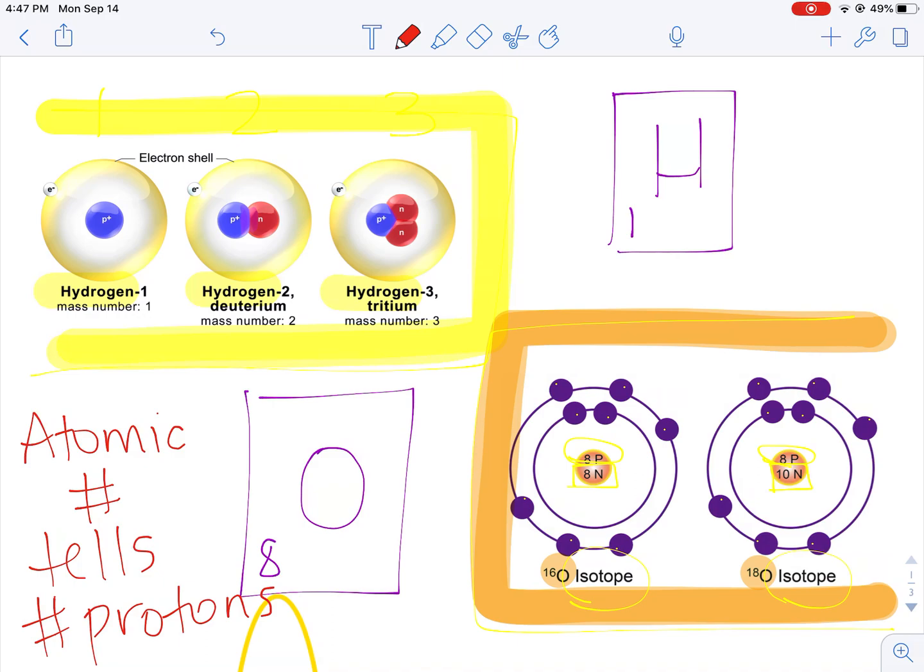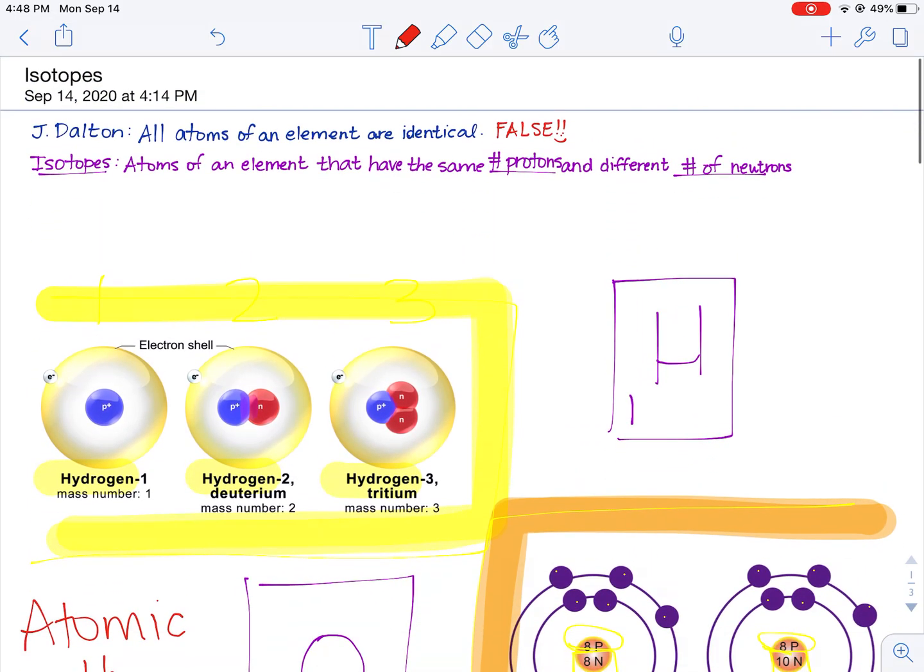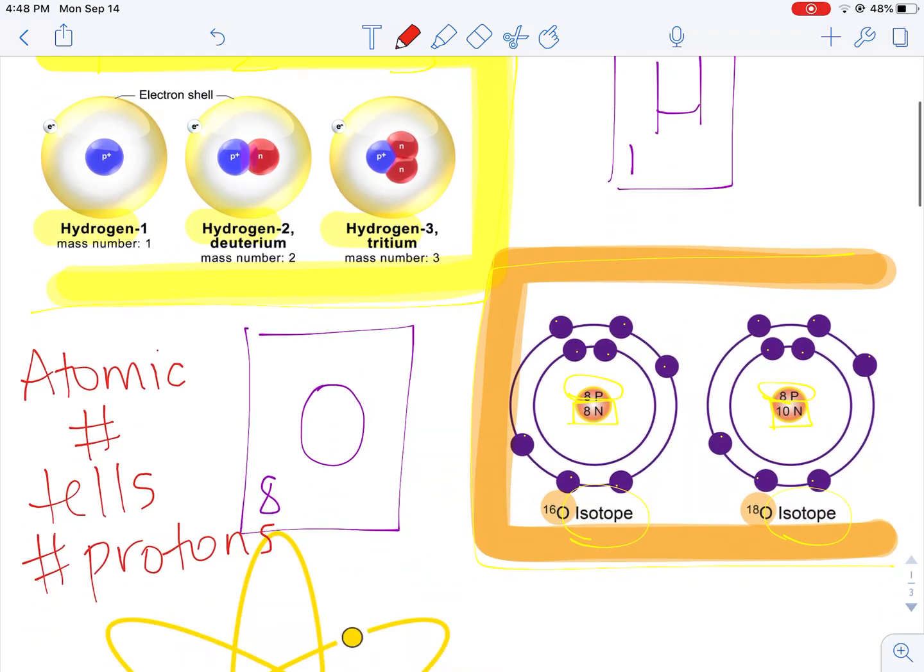So looking at our two visuals, the element hydrogen is atomic number 1. It has 1 proton or blue sphere in all of the nuclei of those 3 atoms that represent hydrogen. When we look at the example for oxygen, oxygen's atomic number is 8. There are 8 protons in both of the isotopes of oxygen. So based on this definition, isotopes are atoms of an element that have the same number of protons. We always know the number of protons by looking at the atomic number of the element.